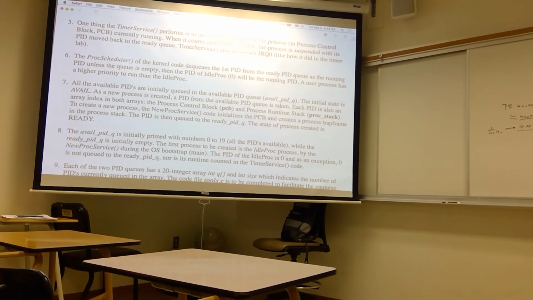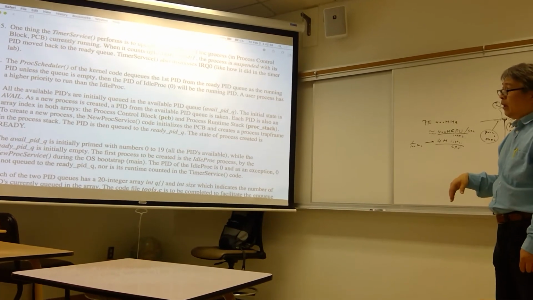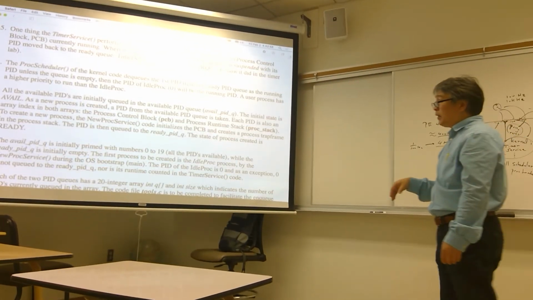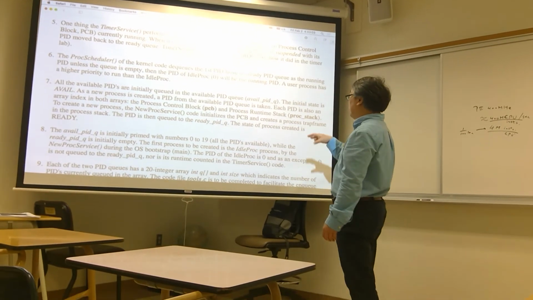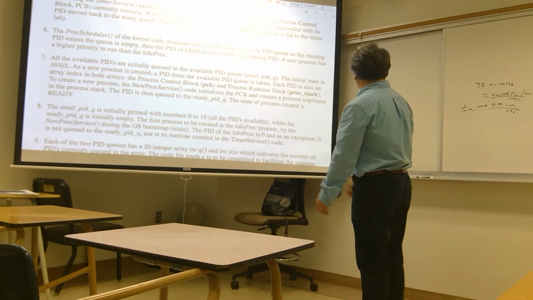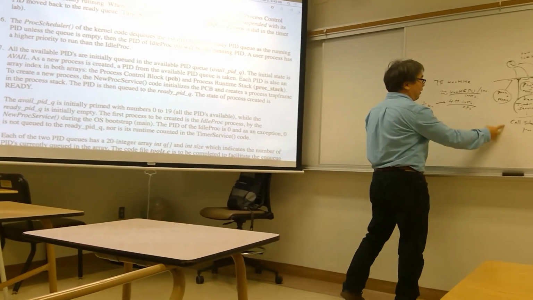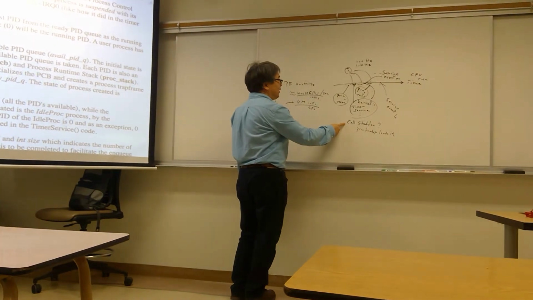The question will be like, if you don't dismiss IRQ0, what's going to happen? Number 6, the process scheduler in the kernel code dequeues the first PID from the ready PID queue. That's a runnable process, so the scheduler is called upon to do that. So you will think, shall I switch process?